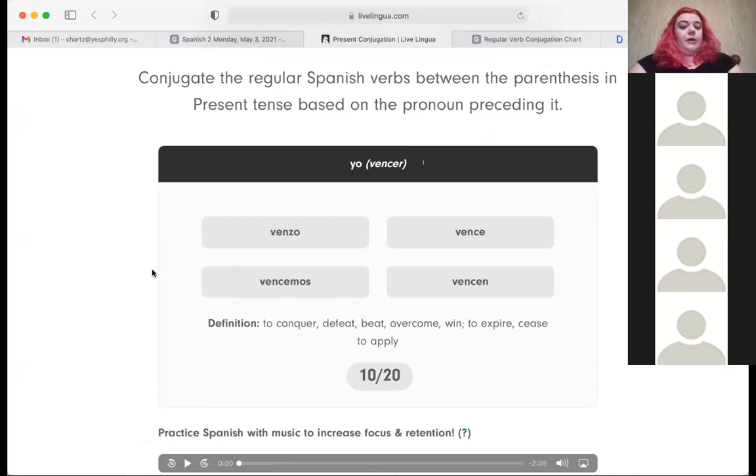So for this next one, we have yo is our subject, I, and our verb is vencer, and that means to conquer, defeat, anything like that. So is it going to be venzo, vencemos, vence, or vencen? And I know that this has an irregular Z here, but we're going to go over that later on. But the endings are the same. So is it going to be O, emos, E, or EN? Which one are we going to pick? Because it's yo, it's I.